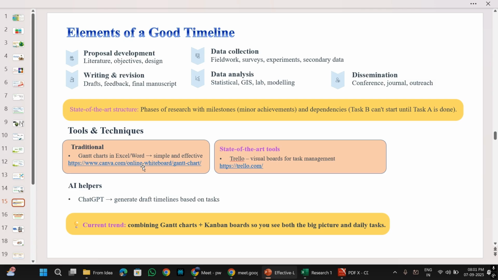If you want to print it, you can print it, and they are dynamic. As and when you complete any task, you will see the completion in terms of percentage, right? Yes, the PPT will be shared.